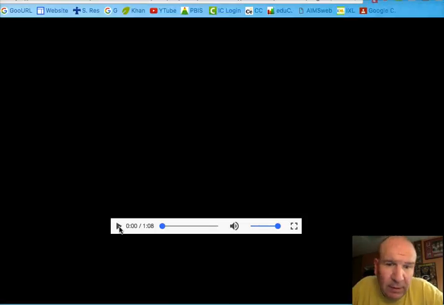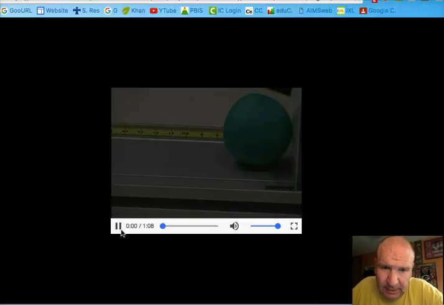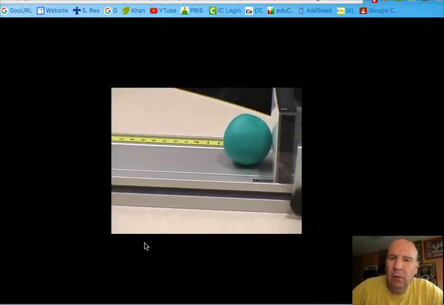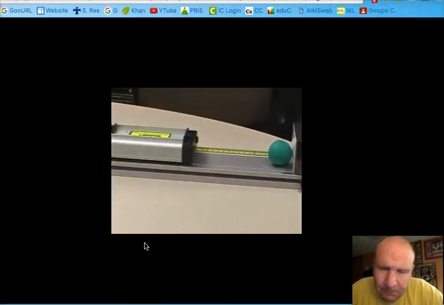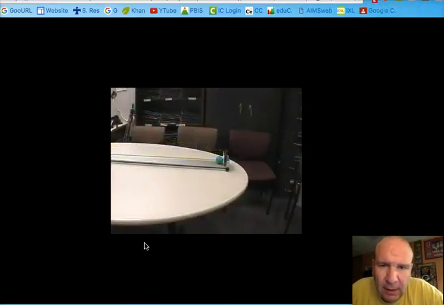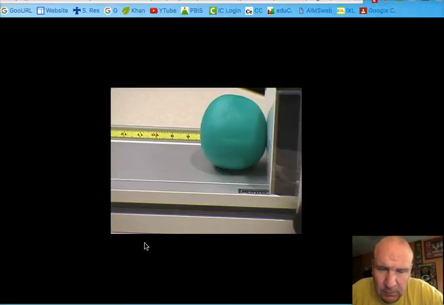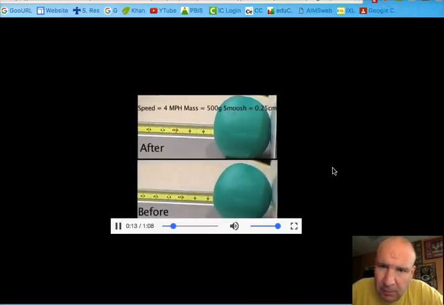Okay, so here's the video. Oh, let's try hitting that again. Here it is. So you can see there's the Play-Doh, and here's the cart. Now if you watch carefully, they're going to show you a before and after picture. So up here, I'll pause this video. At 4 miles per hour with a mass of 500 grams, there's 0.25 centimeters of squish.